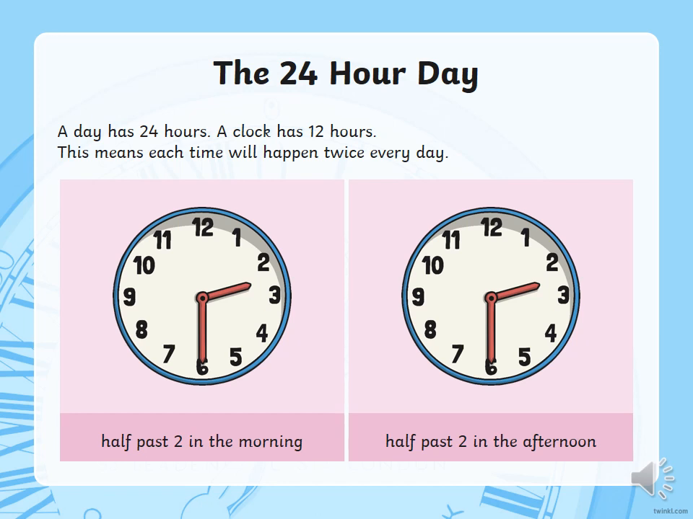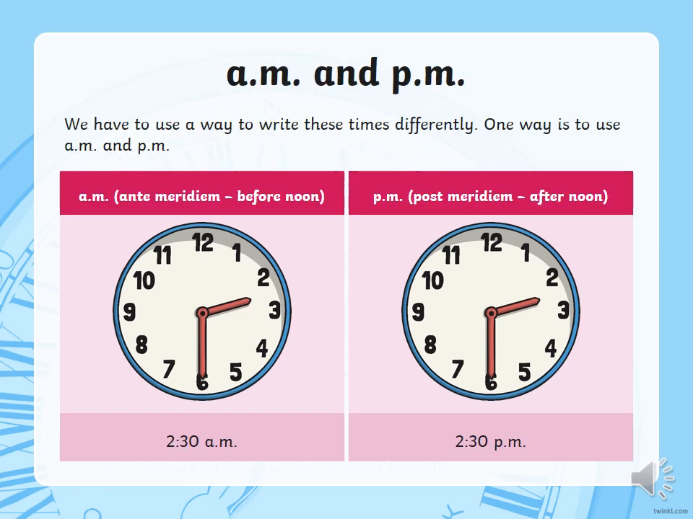Well, okay, so today we're going to look at the 24-hour day. A day has 24 hours, a clock has 12. This means each time will happen twice every day. 2:30 in the morning, and then we have 2:30 in the afternoon. The morning is usually when we're all asleep. AM and PM. We have to use a way to write these times differently.